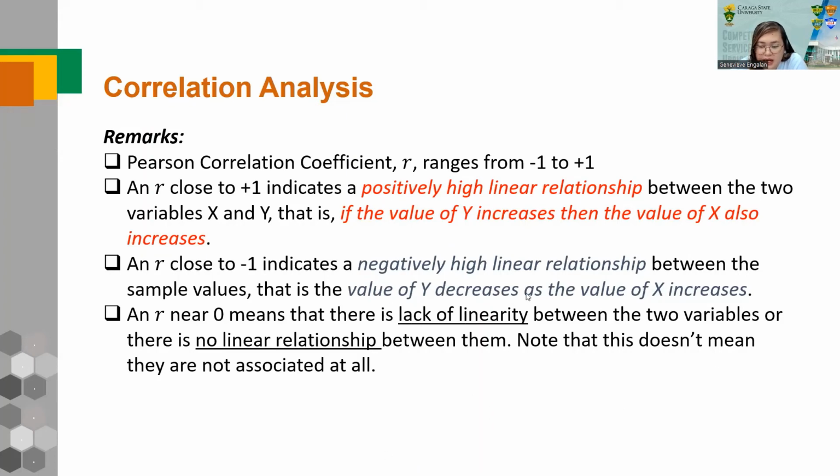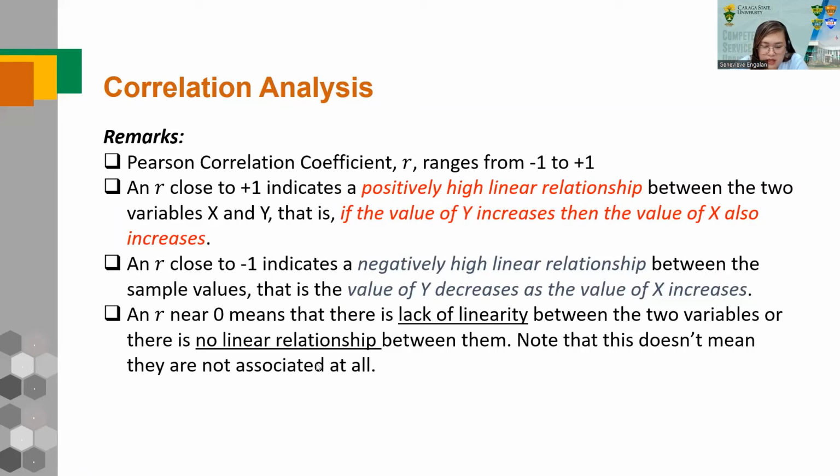Dili lang linear iyahang relationship. Mananag ningon siya nga, note that this doesn't mean that they are not associated at all. Again, kung duol sa 0, there is lack of linearity or there is no linear relationship between the two variables. Pero dili pasabot nga wala na sila relationship. Pwede man good nga ang ilang relationship, dili lang siya ma-determine or dili nindot ang line to represent the data. Di ba ang regression analysis kay line man ang atong model, no?